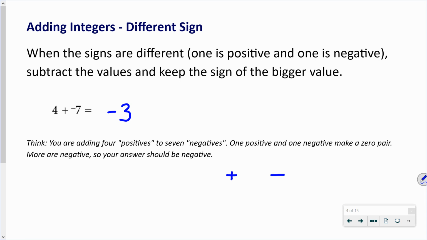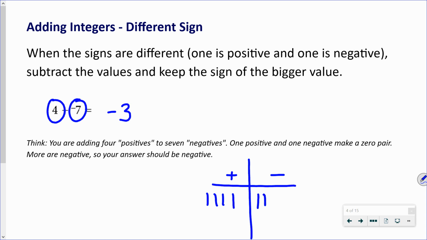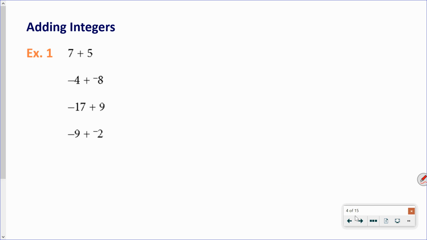I have also seen people do a chart like this, where they might say, all right, I've got a positive and negative chart. With the number 4, that means I have 4 things over here. And with the number 7, that means I have 7 in this column. 1, 2, 3, 4, 5, 6, 7. And each positive and negative, one from each side, make a 0 pair and just cancel each other out. So each of these ends up getting canceled out to 0. And what you're left with is 3 in the negatives column. So it's another way to think common sensibly about how you add positive and negatives together.